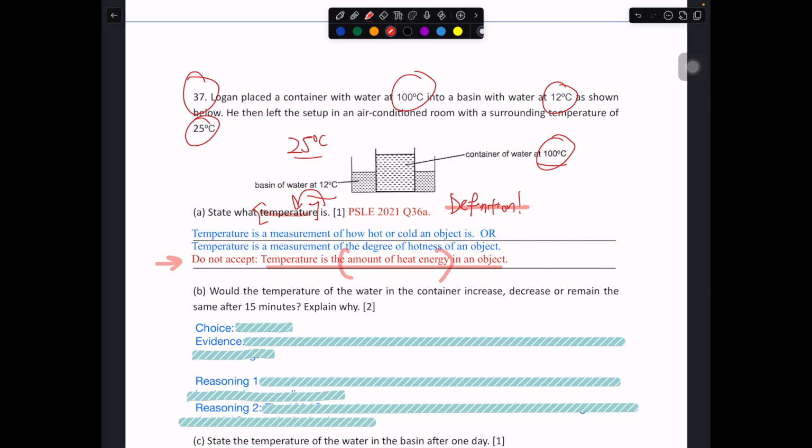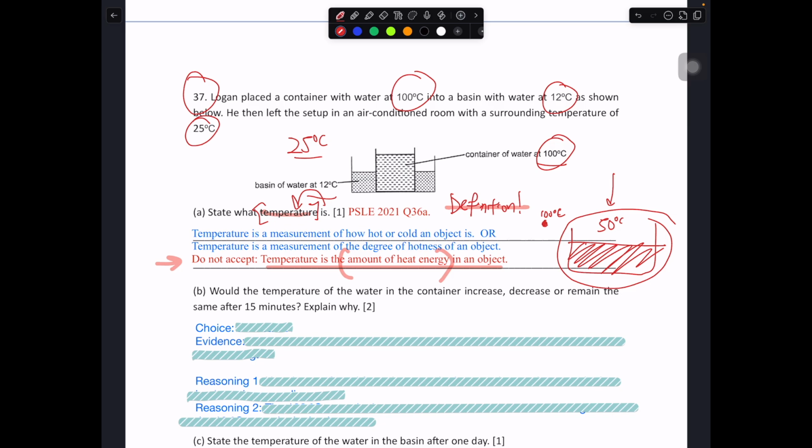Because if temperature is really an indication of heat energy in an object, let me ask you this. I have a small drop of water at 100 degrees, and a bucket of water at 50 degrees Celsius. Which one will have more heat energy? Obviously some of you will probably choose the bucket. This one will have more heat energy.